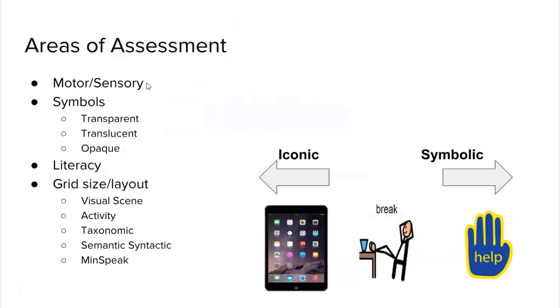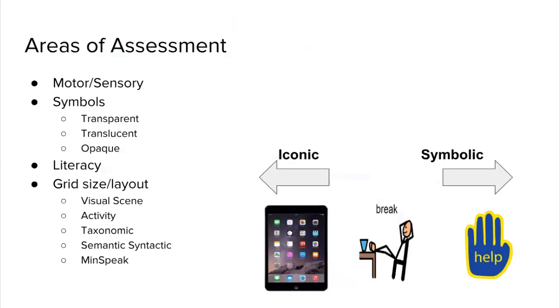Areas of assessment. So motor sensory. Does this person have the motor skills? Are there some sensory sensitivities that are possibly going to be an issue with noises, sound, etc.? Are they basically appropriate for this type of device? The symbols. People kind of do well with different types of symbols. So there's a hierarchy here.